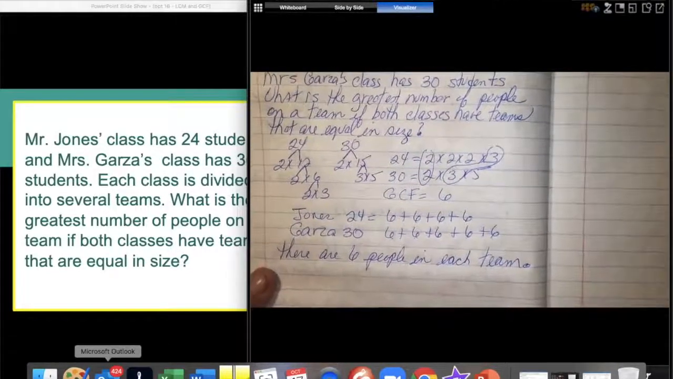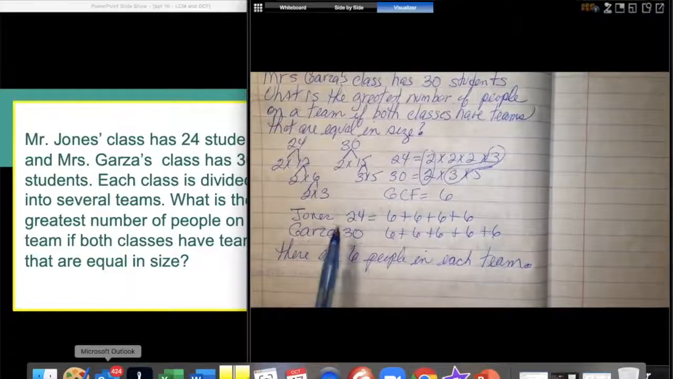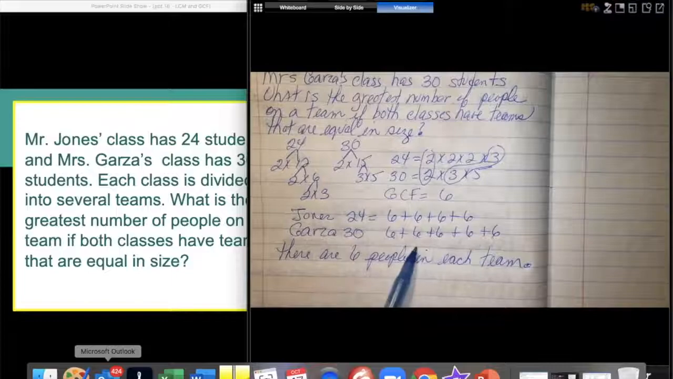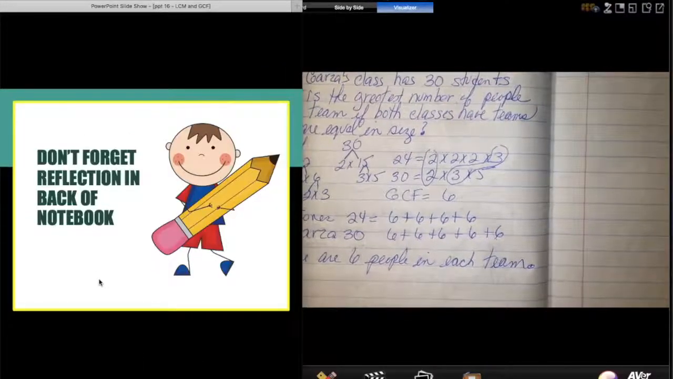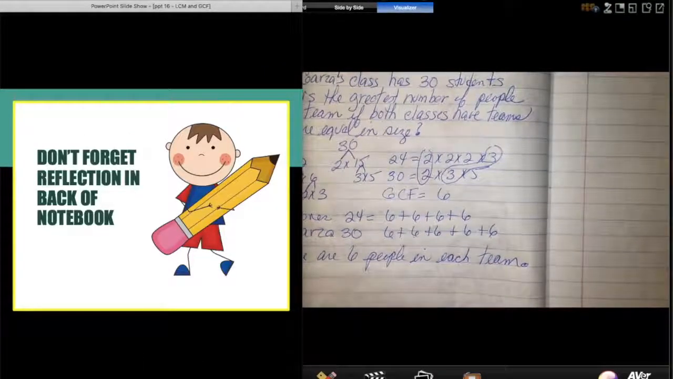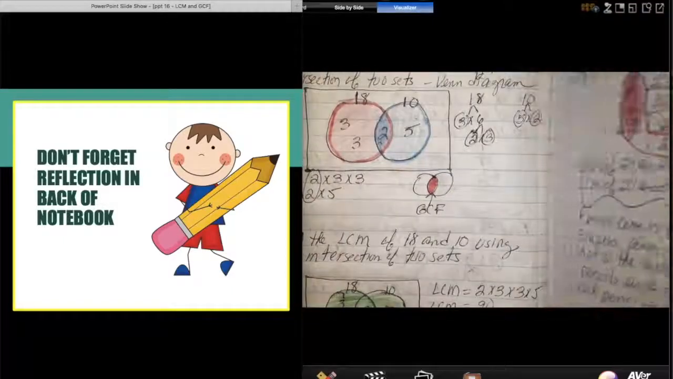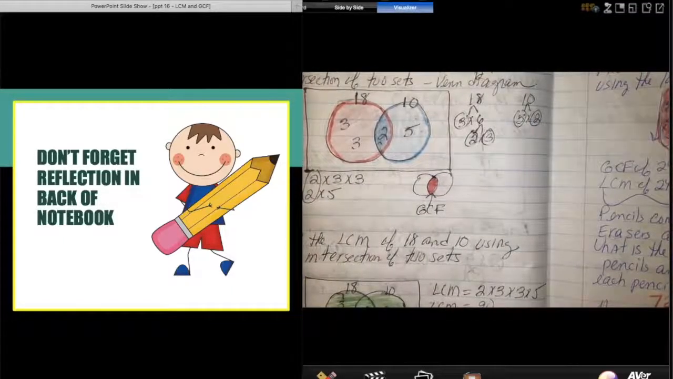Now, it's not asking me this, but it could have asked me how many teams are in Mr. Jones' class. He has 4 teams. How many teams are in Mrs. Garza's class? She has 5 teams. Okay, so we're done with this section. We ended up with 2 word problems.